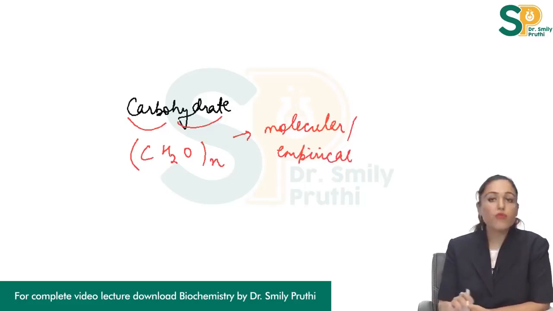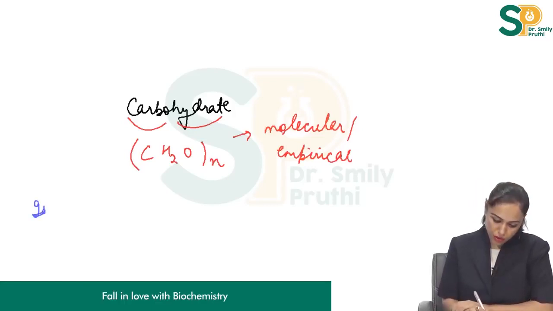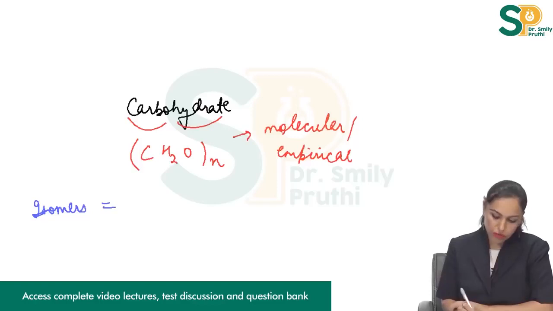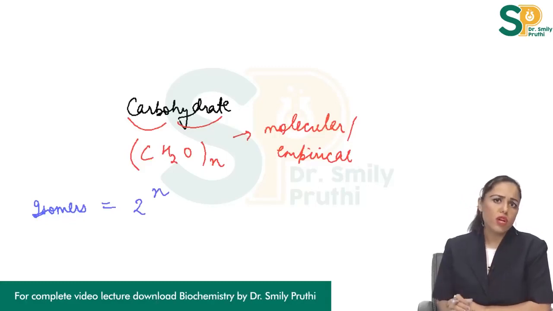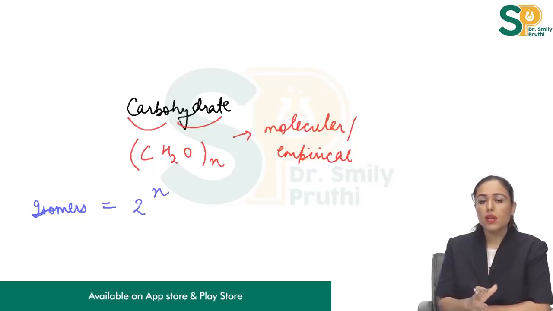Now there is one more formula in carbohydrates which we have to do, that is the number of isomers. The number of isomers for a compound is given by the formula 2 to the power n. Now be careful here, in both these formulas n is there, right? But let me tell you, this n is not the same.